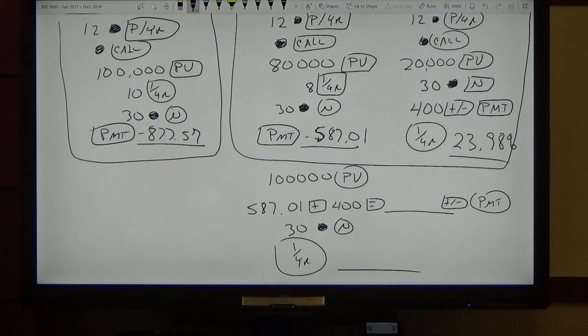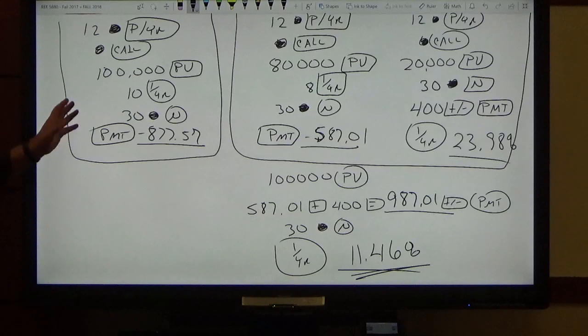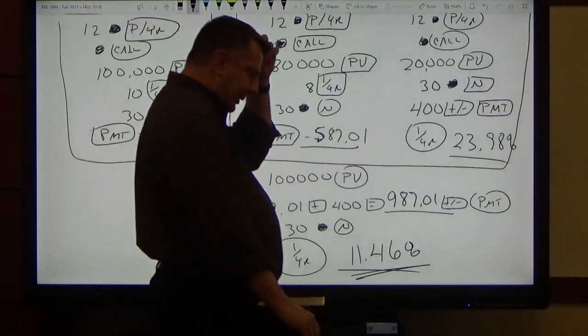So 587.01 plus 400, 987.01 would be the payment. Okay, so let's back into this. Okay, so the blended rate would be 11.46. Well, now let's reverse things a little bit and think about it like this.